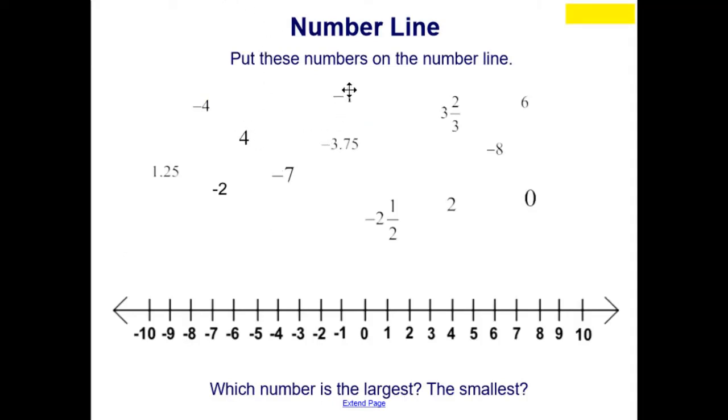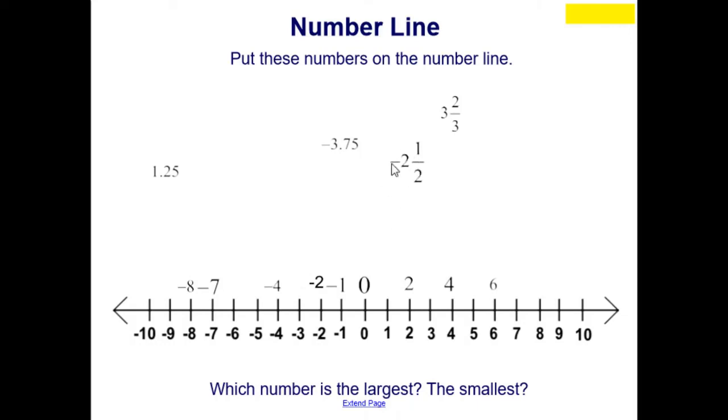Start with our integers: negative 1, positive 4, 0, 2, negative 8, negative 2, negative 4, 6, and negative 7 are all integers that go right above their unit, or their tick mark, on the number line. The other 4 we can now see again.